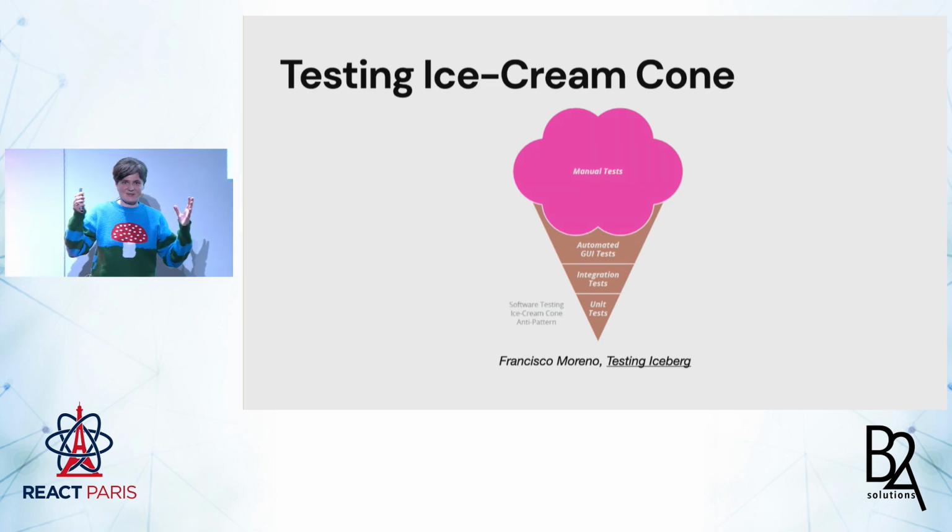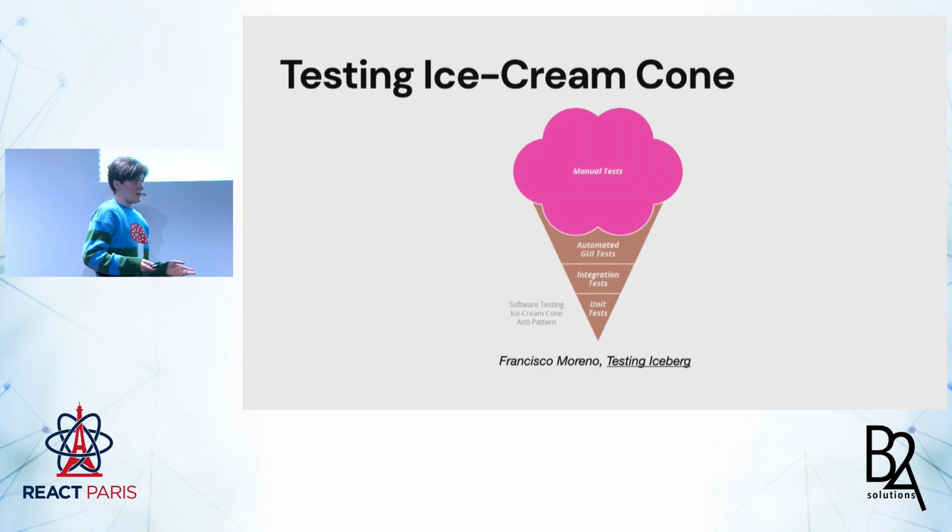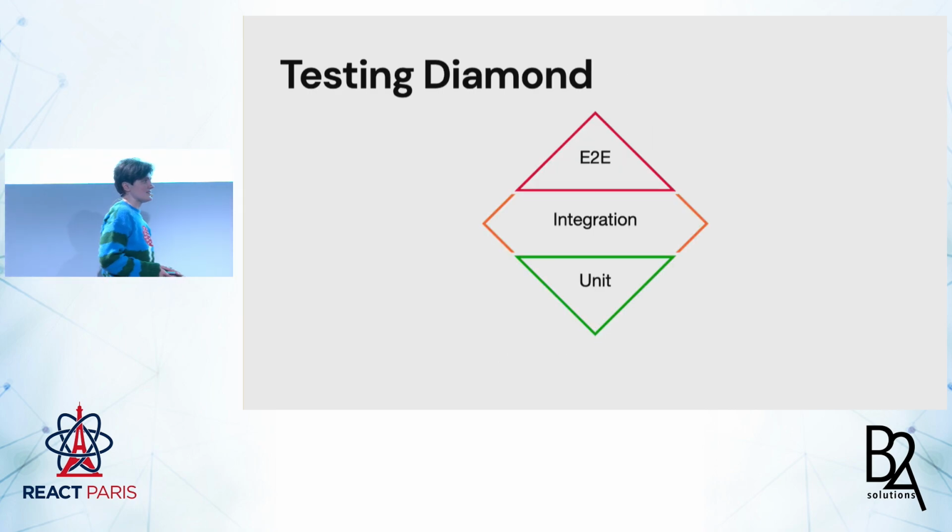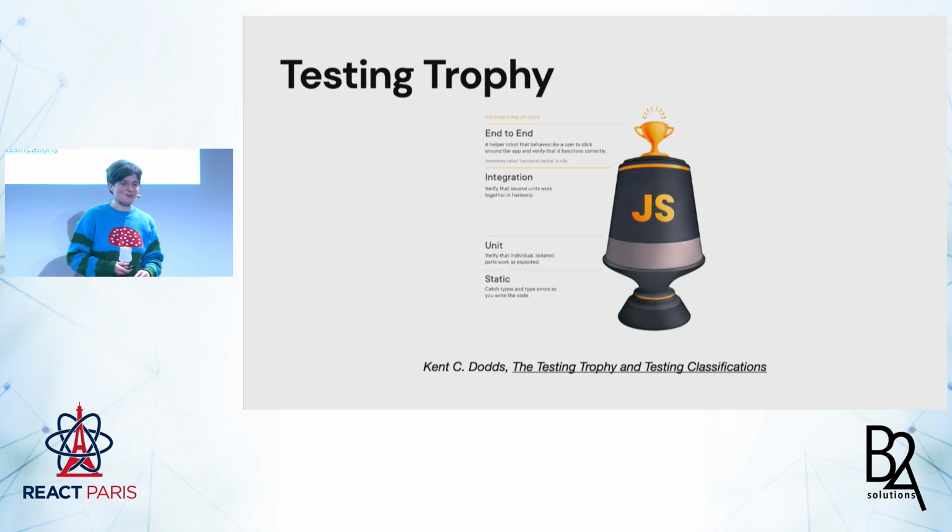Most of the testing is manual, and only some of that gets automated. Not that tasty. Yet another option we have is the testing diamond. It focuses on integration tests. An evolution of the testing diamond that is more popular in the front-end community is the testing trophy by Kent C. Dodds.